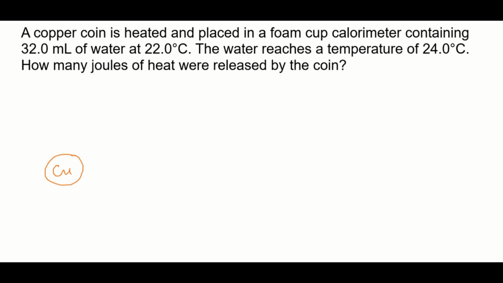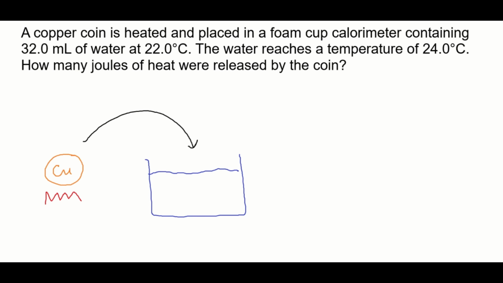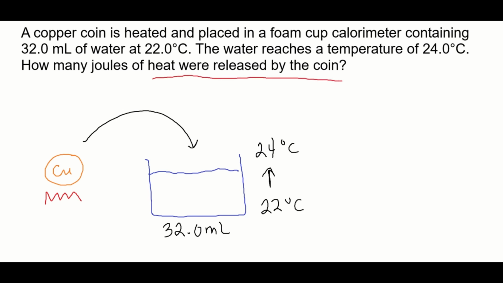In this problem, we're taking a copper coin and we're heating it. And then we drop it in some room temperature water. We're told that there's 32 milliliters of the water. And because of the coin, the temperature of the water rises 2 degrees to 24 degrees Celsius. And so the question is, how much heat was released by the coin?